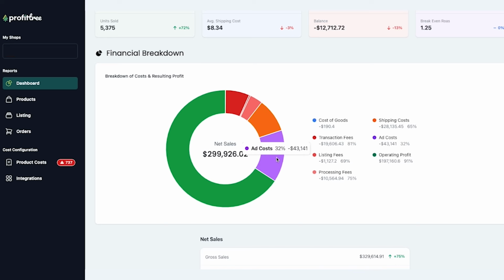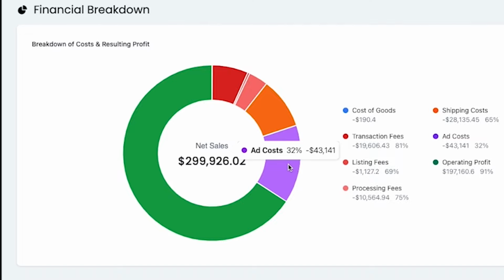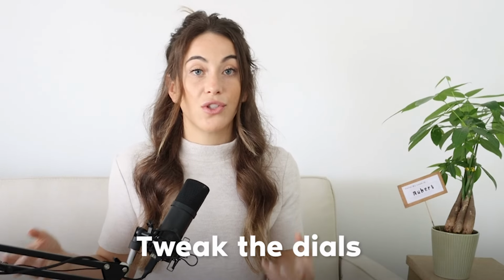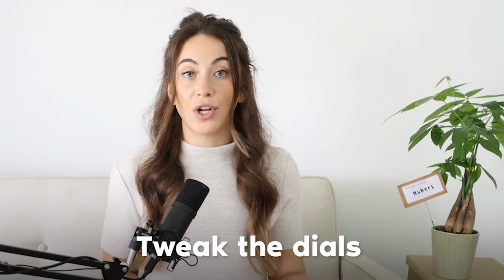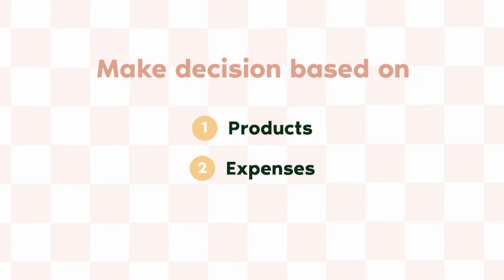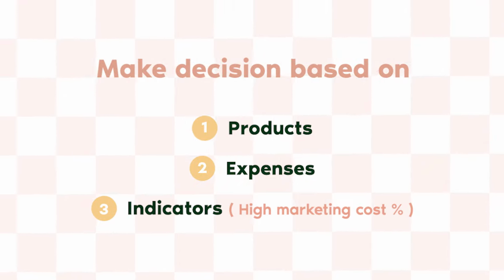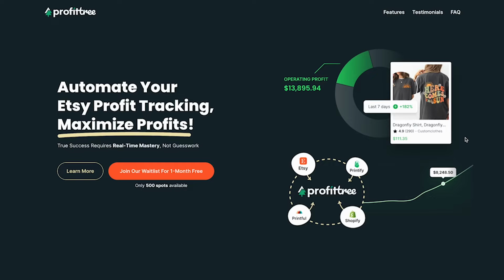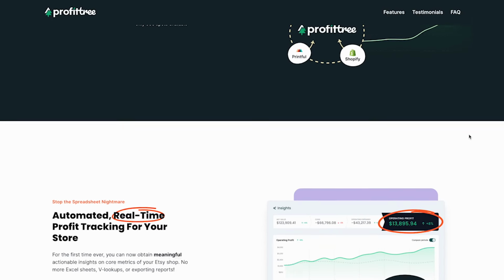When you can get a holistic visual of your business like this, it's a lot easier for you to tweak the dials and make proper decisions on what your next best moves are, what products you need to focus on, what expenses you need to lower, or indicators that maybe your marketing cost percentage is getting too high, right? It just keeps us that much more honest and allows us to make better choices on behalf of growing our business. Profitry is going to be coming out with so many more features in this first year.